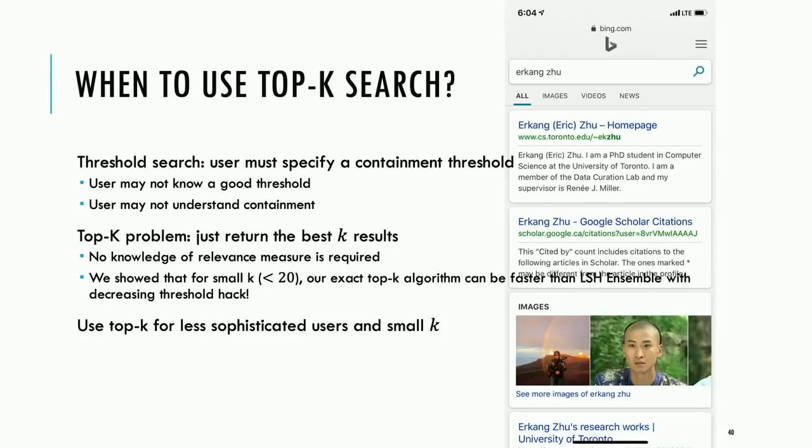But the most interesting bit is that we find an exact algorithm can outperform LSH Ensemble, which is an approximate algorithm, when LSH Ensemble is using a decreasing threshold hack to do top K. So the idea was you just reduce the threshold until you get K results. Typically, you get 2K results and do the post-processing. So when do we use top K? We want to use top K when the user is not so sophisticated and the K is small. So this is actually very common.